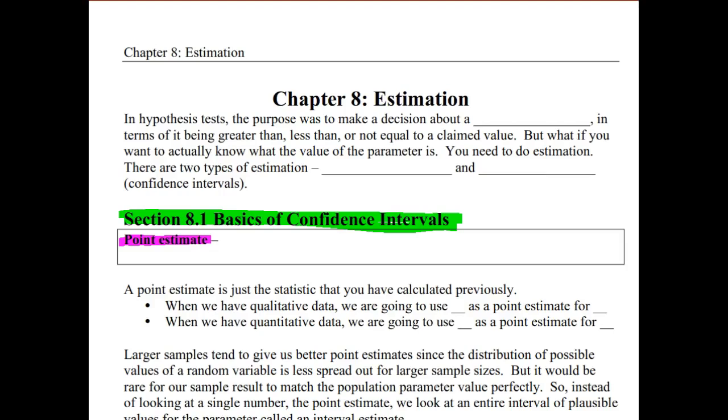Chapter 8, Estimation. So in hypothesis tests, the purpose was to make a decision about a population parameter, in terms of it being greater than, less than, or not equal to some claimed value. But what if you want to actually know what the value of the parameter is?